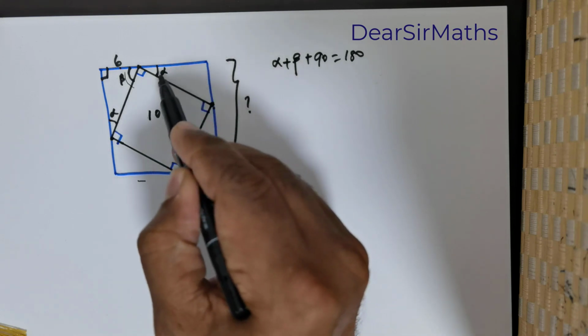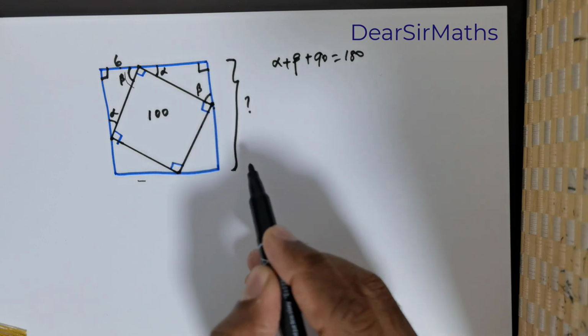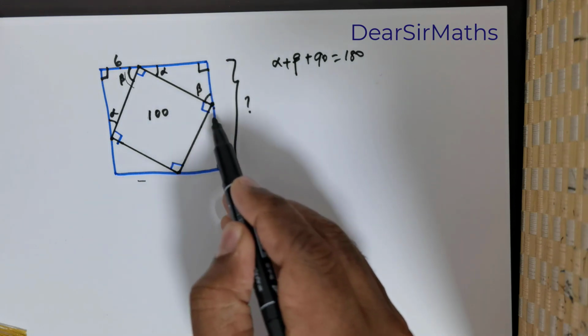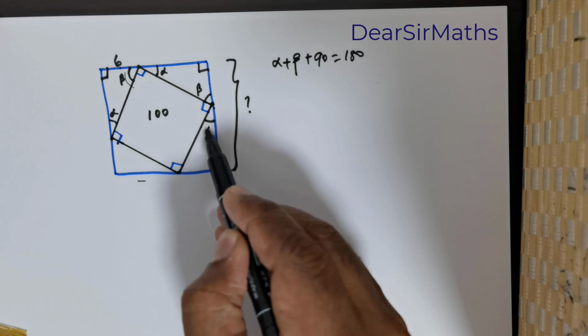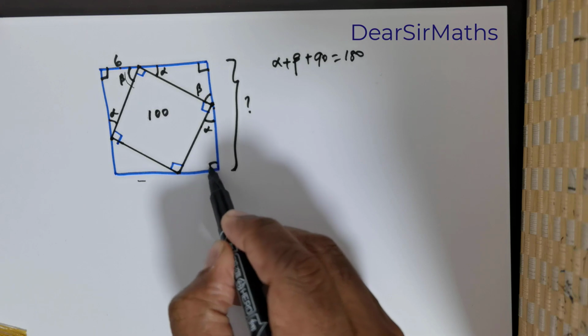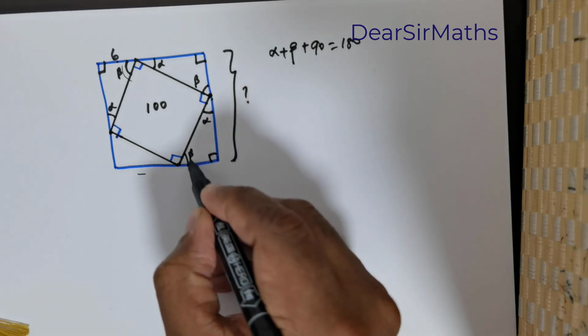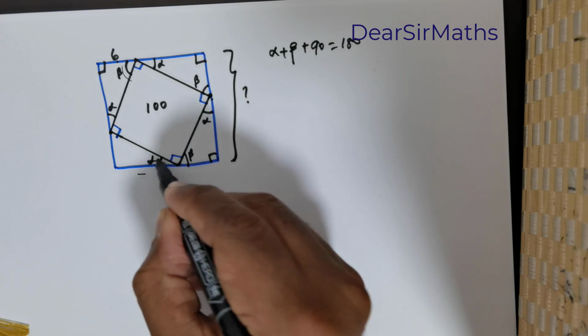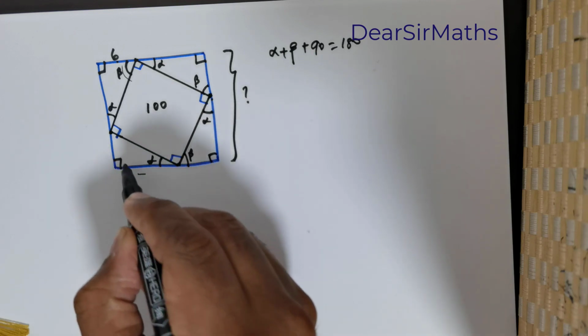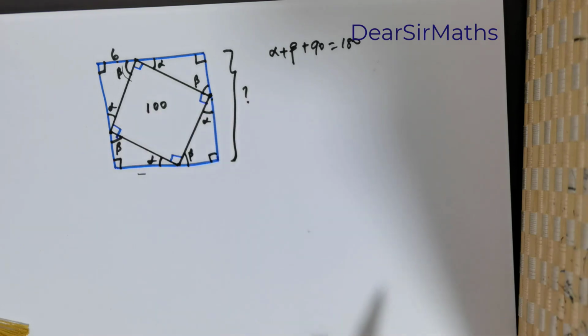Now if this is alpha, this is going to be 90, so this is going to be beta. And if this is beta, this is 90, this is going to be alpha. Similarly for the other corners, alpha and beta alternate with the 90. So just to mark the angles, that's fine, that looks really good.